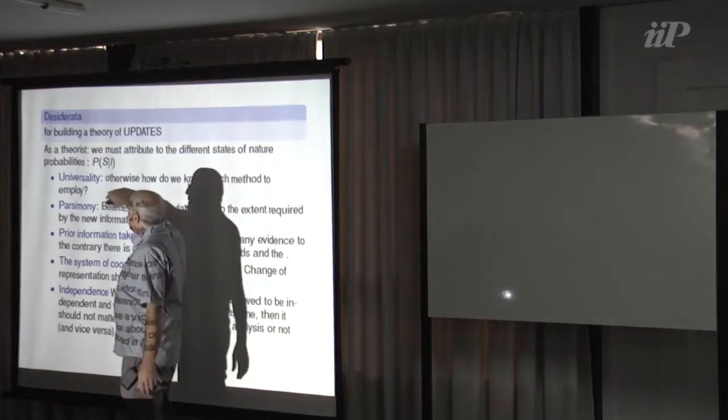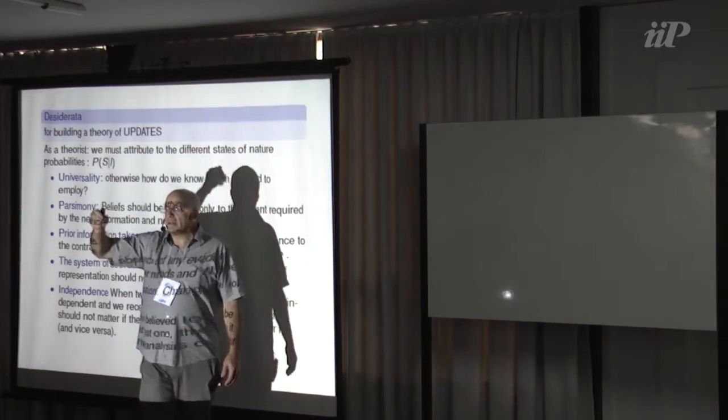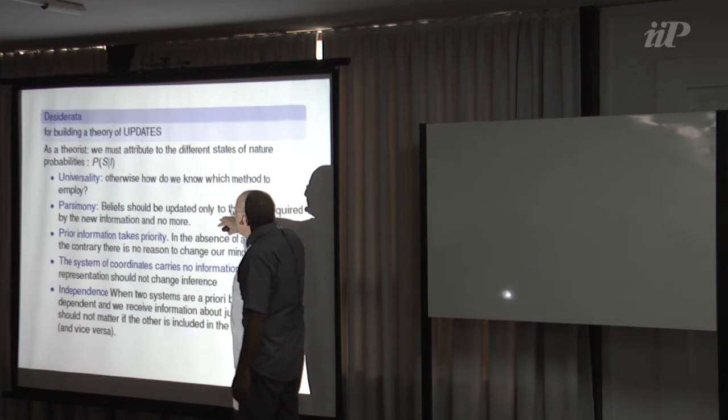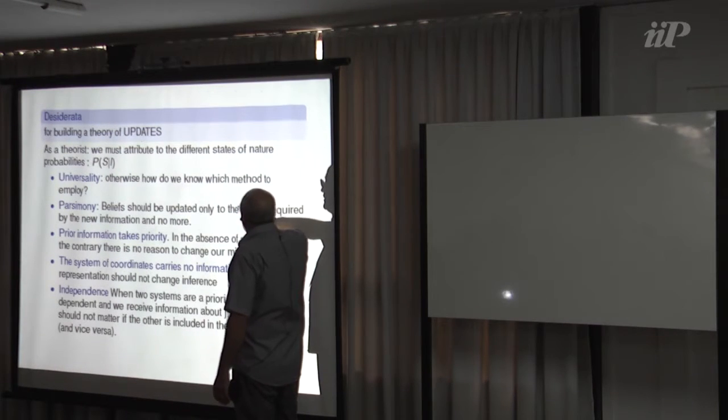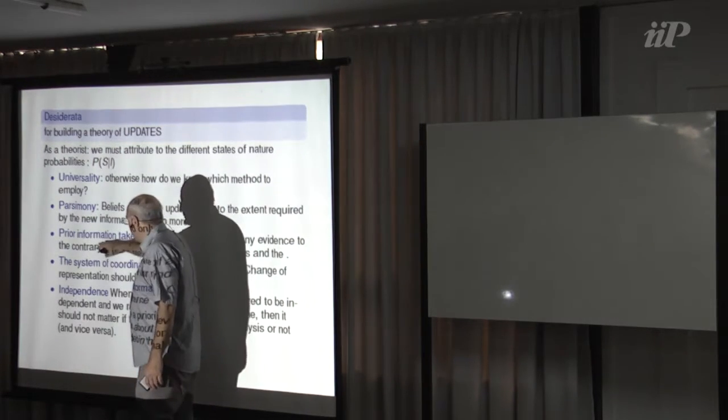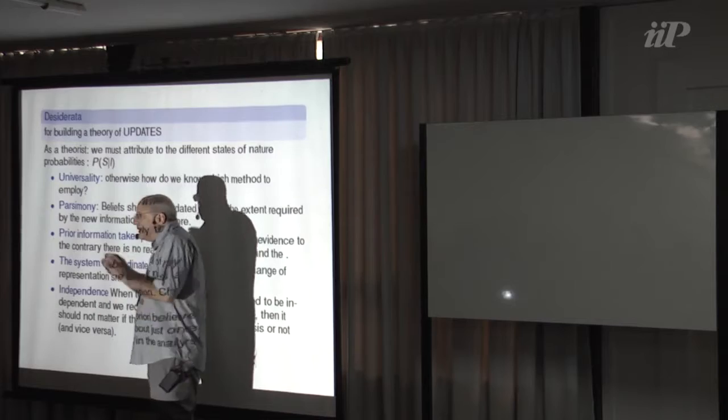The desire number one is that my method of attributing probabilities should be universal. If I don't know anything about something and I'm going to do inference, I shouldn't be able to choose my method, because for this method, this is the good inference that I should use. If I don't know I have to do inference, then how do I know what the method is? Beliefs should be parsimonious. Beliefs should be updated only to the minimum extent. I'm going to go quickly because otherwise I don't have time. So I'm going to do the slightest change.